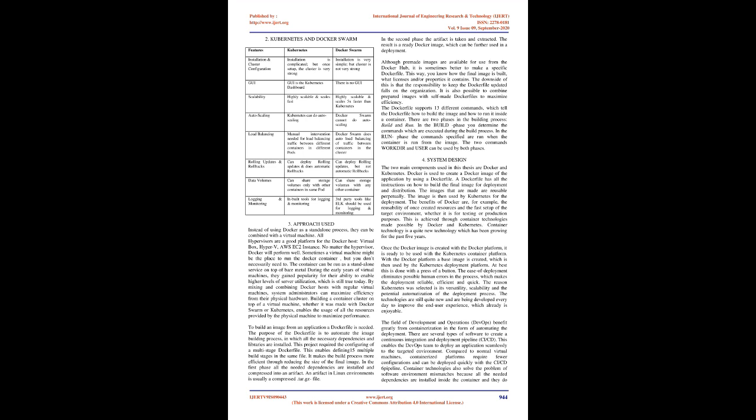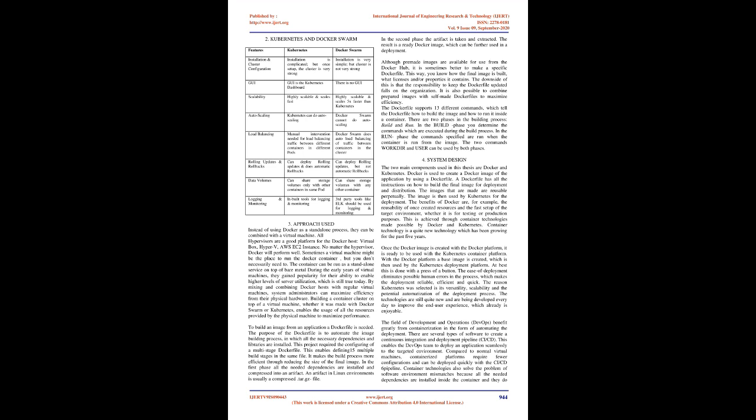To build an image from an application, a Dockerfile is needed. The purpose of the Dockerfile is to automate the image building process, in which all the necessary dependencies and libraries are installed. This project required the configuring of a multi-stage Dockerfile. This enables defining multiple build stages in the same file. It makes the build process more efficient through reducing the size of the final image.